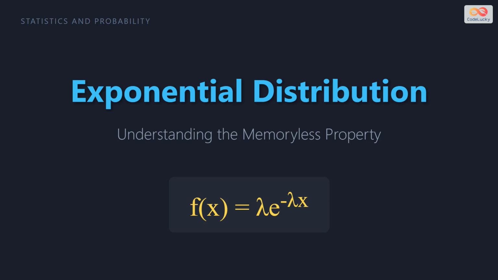Welcome. In this video, we will explore the exponential distribution, a fundamental concept in statistics used to model the time we wait for things to happen. We will also uncover its most fascinating characteristic, the memoryless property.